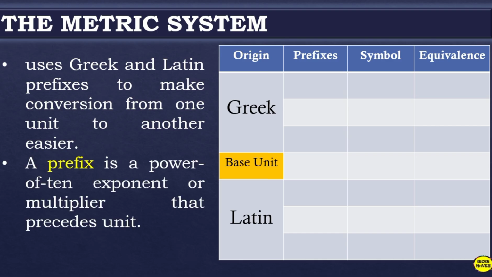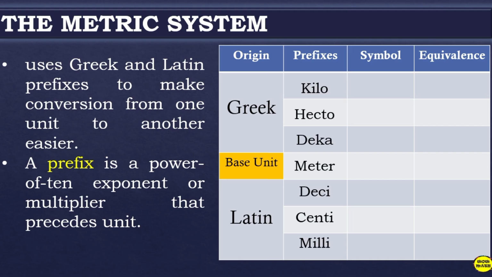Ano-ano ba 'yon? So a prefix is a power of 10 exponent or multiplier that precedes the unit. So, ito po yung prefix. And then, ito po yung mga prefix na ginagamit natin sa pag nagko-convert tayo. Ito yung kilo, hekto, deka, meter. So, let's say for example, meter ang base unit natin. Okay? So, itong base unit, it can be gram or liter. Okay? So, deci, centi, milli. So, itong tatlo, it came from the Greek word, and then ito po ay sa Latin. So, itong mga prefixes na to, ito yung simula na ginagamit natin. Kaya naririnig natin yung kilogram, kilometer, kasi yung kilo. Ito yung prefix. Ang pinapalitan lang natin yung susunod.